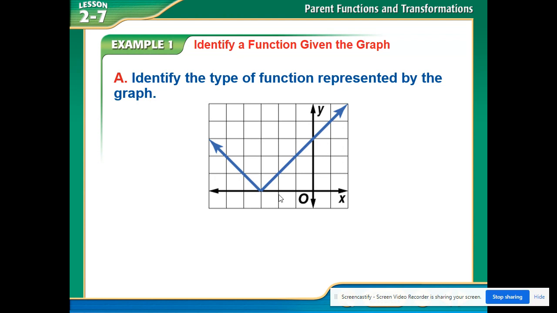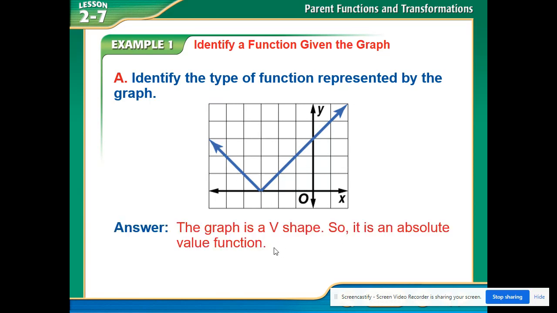All right, so let's take a look at this one. So here's our first function. And the question is, what type of graph is this? This is obviously a V shape. And so since it's a V shape, this is an absolute value function.